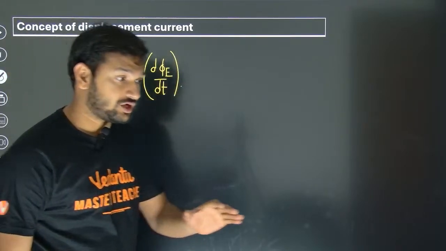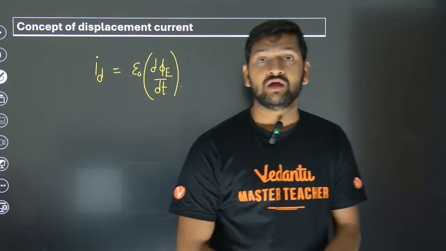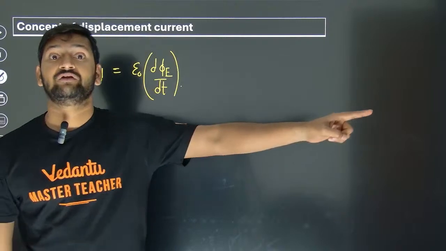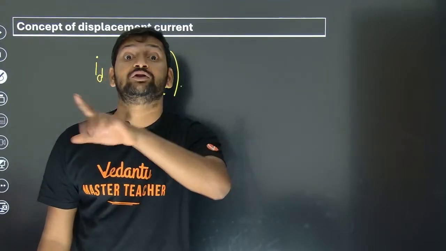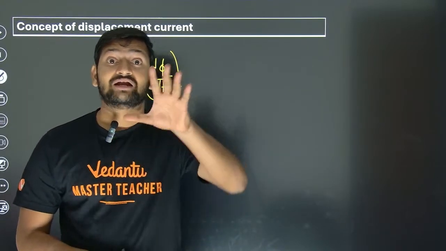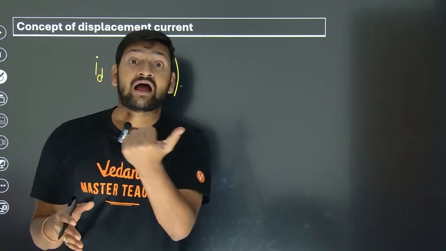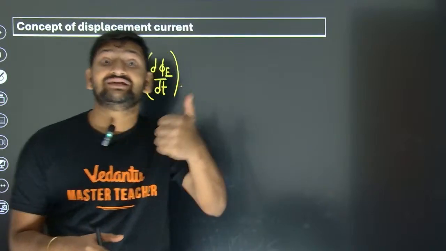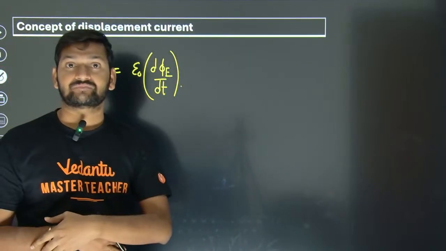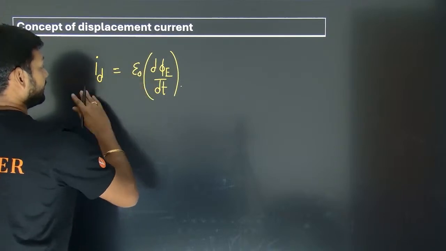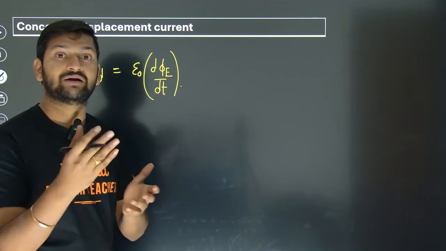So whenever you come across a region where there is a varying electric field, that varying electric field will produce a magnetic field. That magnetic field is equivalent to the magnetic field produced by this displacement current ID, right? Now let us go back and talk about how Maxwell completed it.